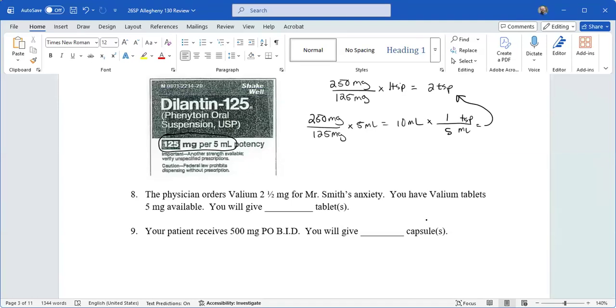So when you're solving for this, the order is 2.5 milligrams. The available is 5 milligrams. And then your quantity is the one tablet. So this is just going to be half a tablet. You might want to write it as 0.5 or one half tablet. It just depends on how they want you to write it.